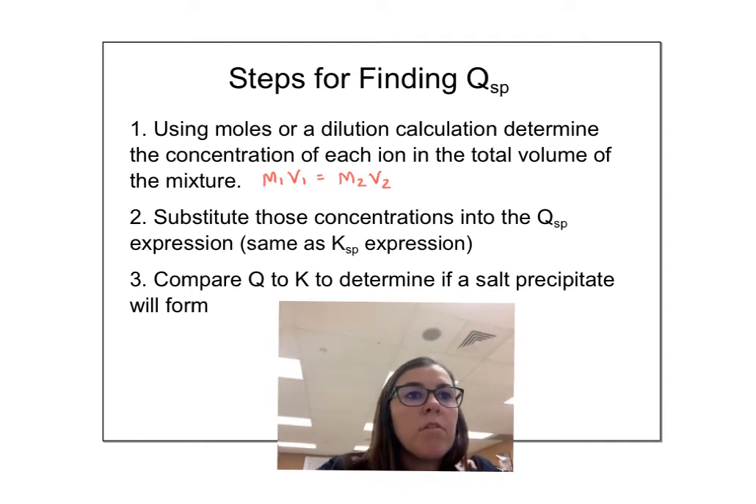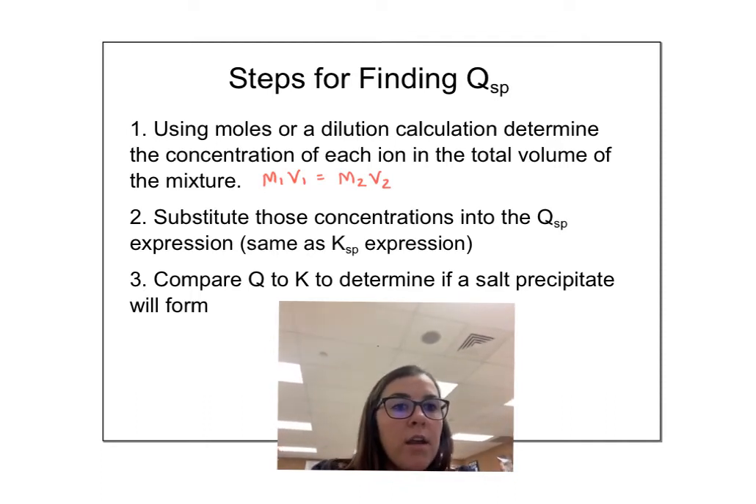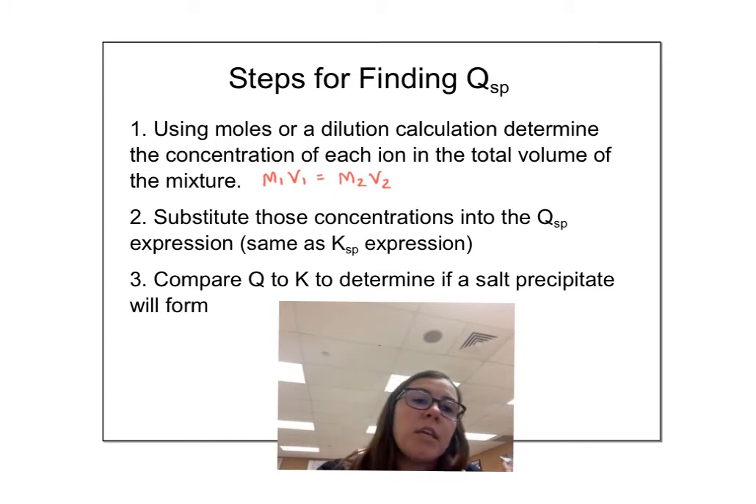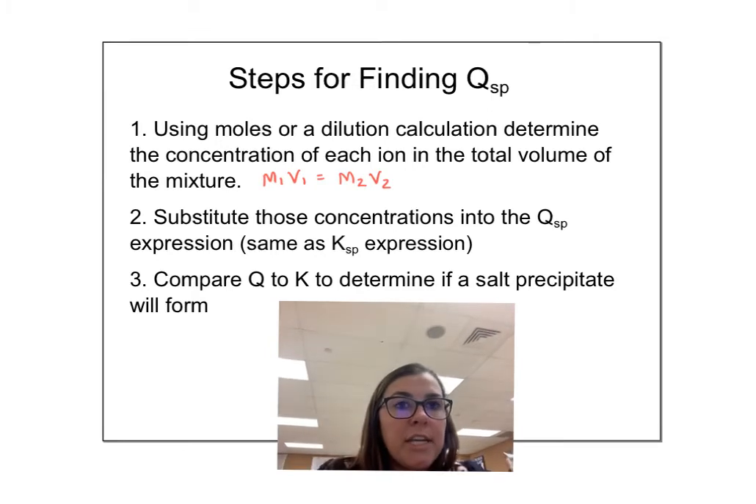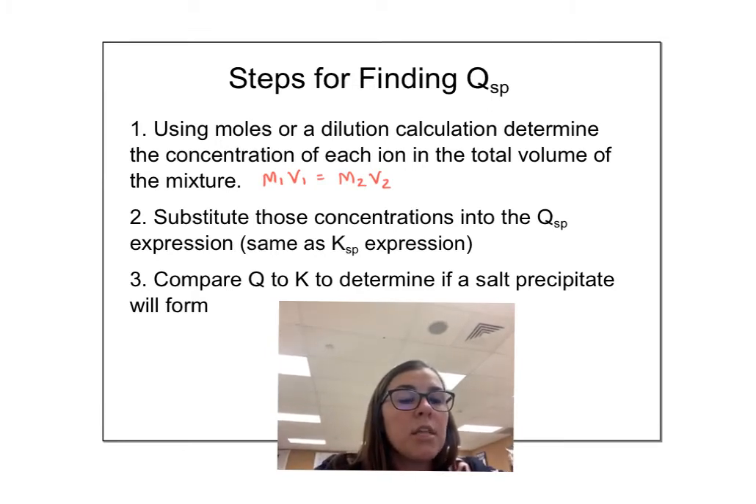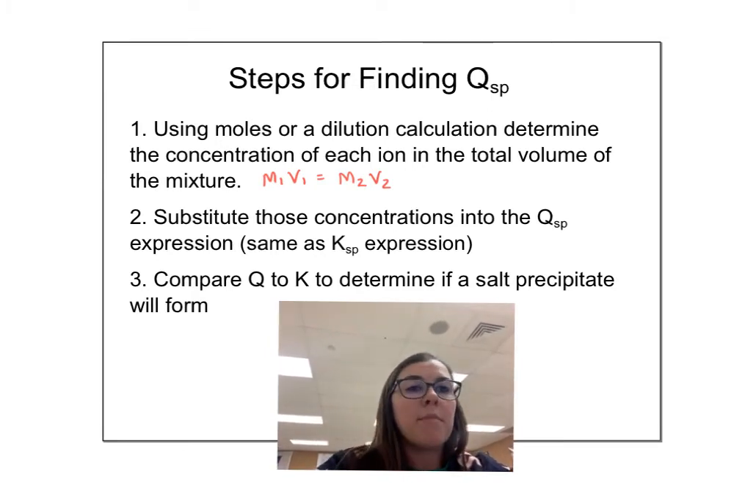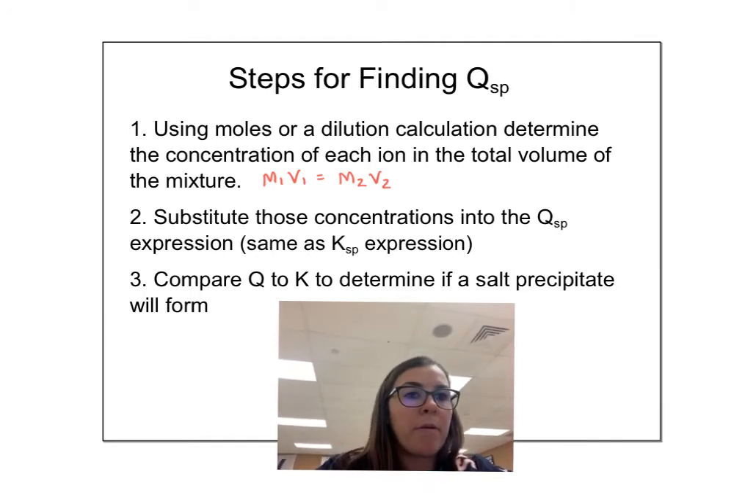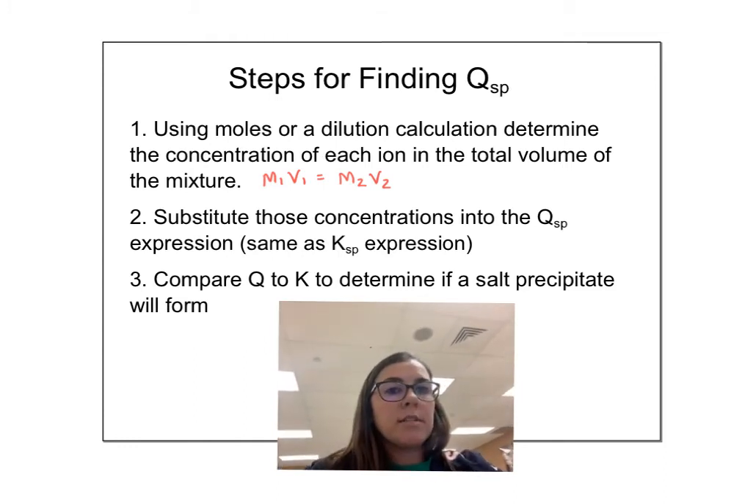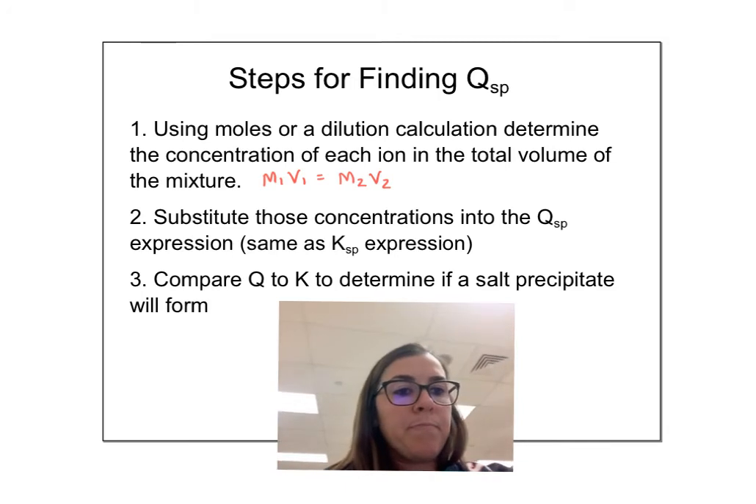All right, so here's how we solve for QSP. Usually they're going to give you the concentration of each ion and then a new total volume. So we're mixing these two things, will a precipitate form. We're going to have to do M1, V1 calculations for each of the ions that make up the solid. Once I know those new M2 molarities for each ion, I'm going to substitute those into the QSP expression, which remember is the same as the KSP expression. Then I will be able to compare Q to K. K will be provided, and if Q is larger than K, then we will shift towards the solid side and a precipitate will form.